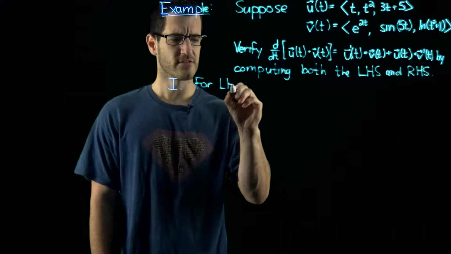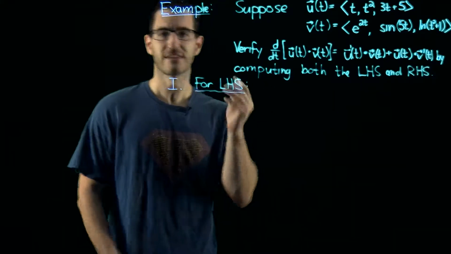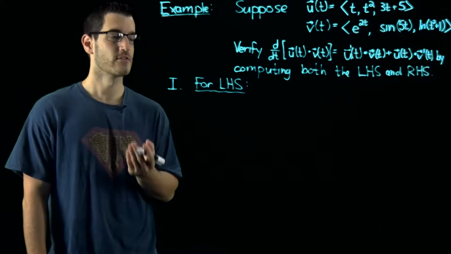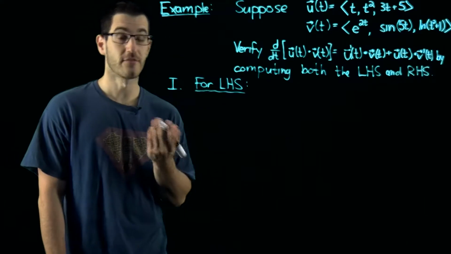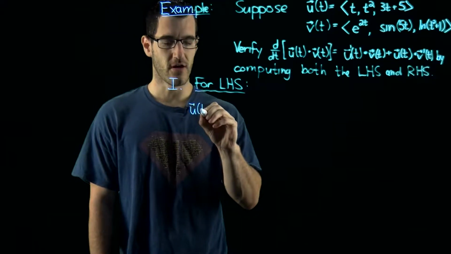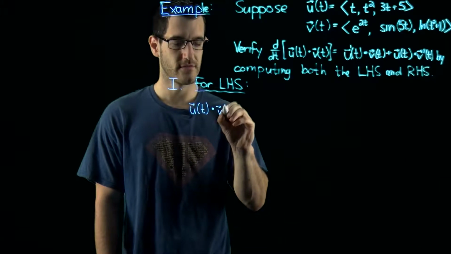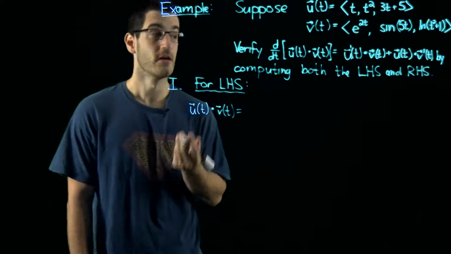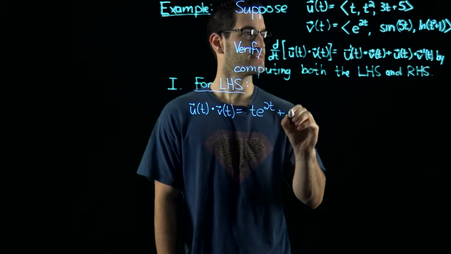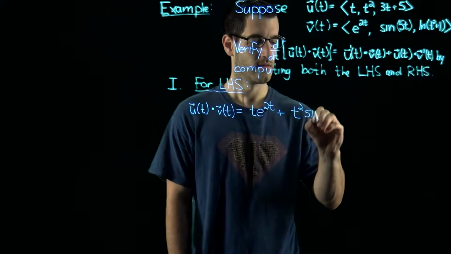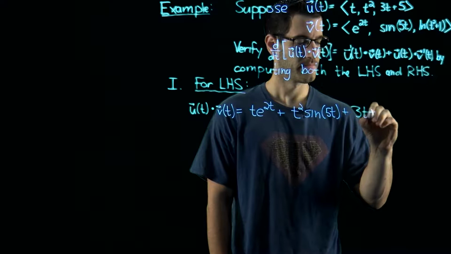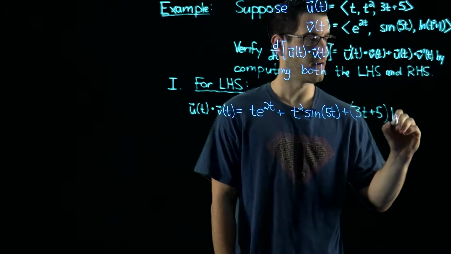So what we have to ask ourselves is, what do we actually compute? On the left-hand side here, this is telling us we need to take the derivative of u dot v. So the first thing that we should do is actually find u dot v. This is not particularly hard. We have two vectors. We know exactly how to take their dot product. We'll multiply those first components together, multiply the second components together, and multiply those last components together. It's not particularly difficult.